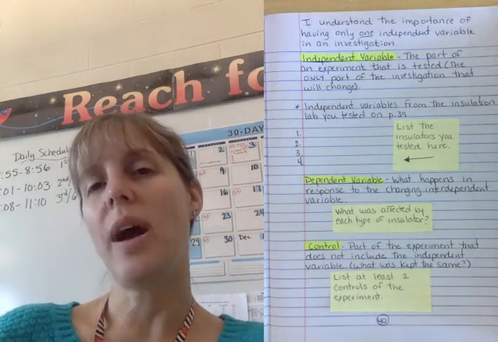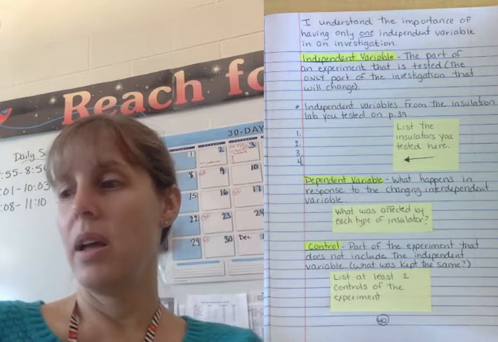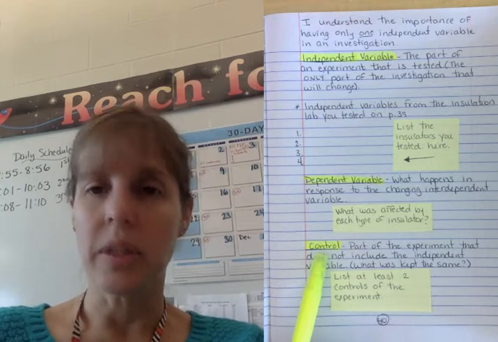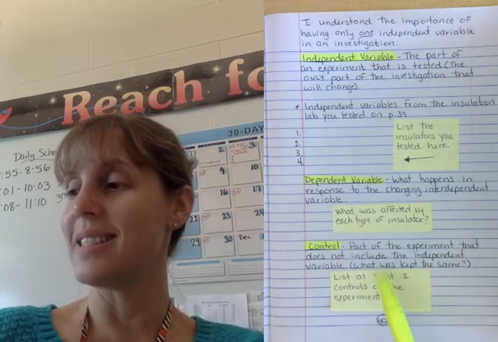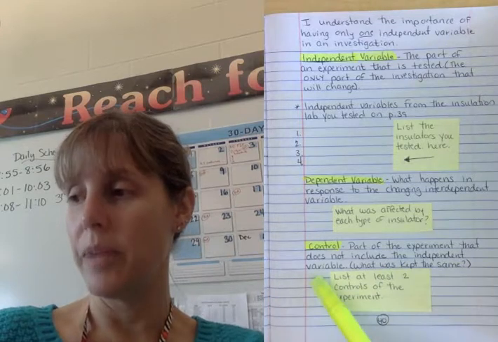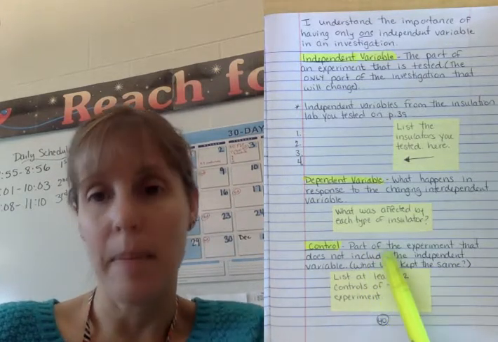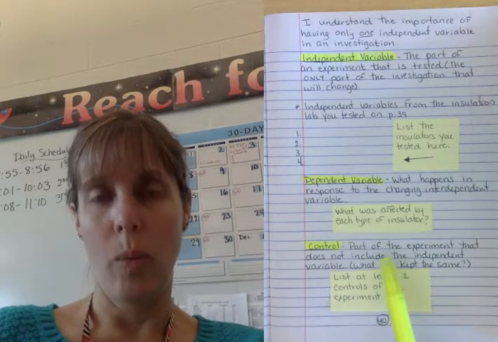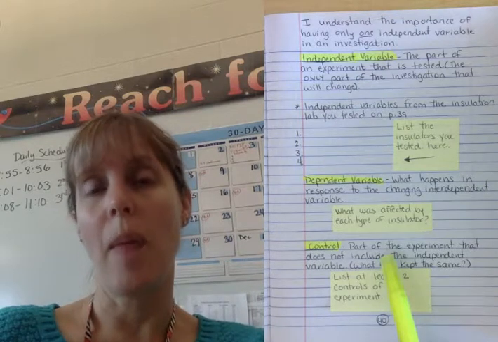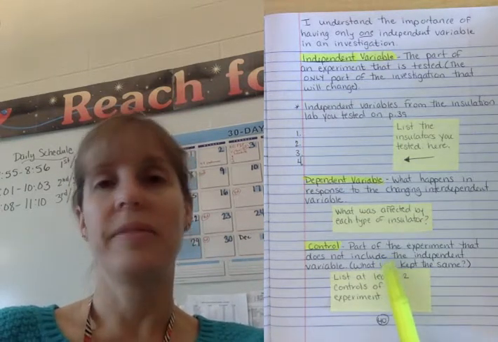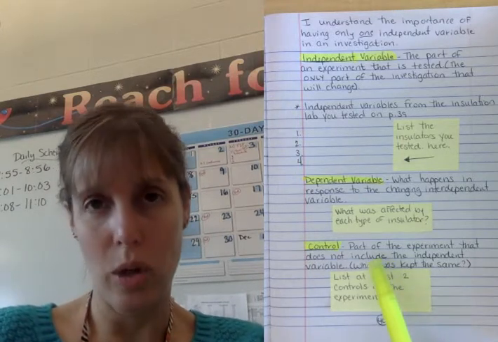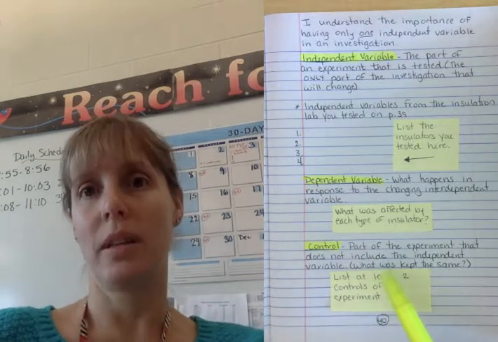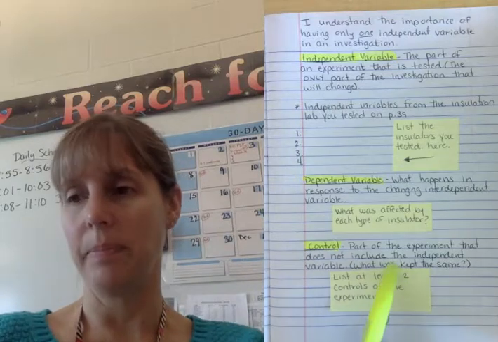Okay. The next thing you have to have in an experiment is something that's called control. And it's like controlled variables. It's the part of the experiment that does not include the independent variable. So basically, it's whatever was kept the same. So if you're thinking about your last lab that you did virtually, we changed the insulation, but what stayed the same, right? The size of the room stayed the same. We measured the temperature at the same time. We measured the same amount of insulation each time. Those are things that stayed the same.